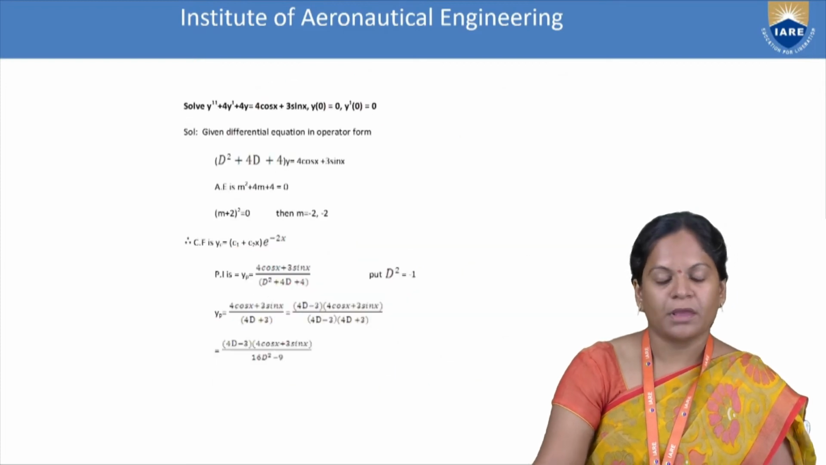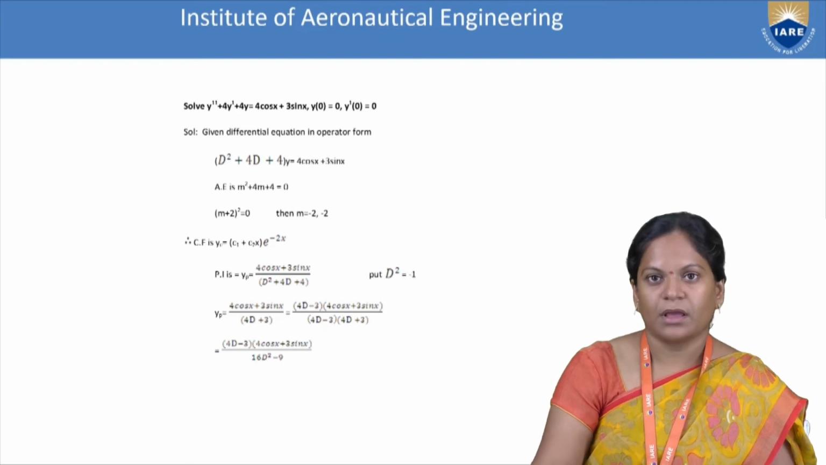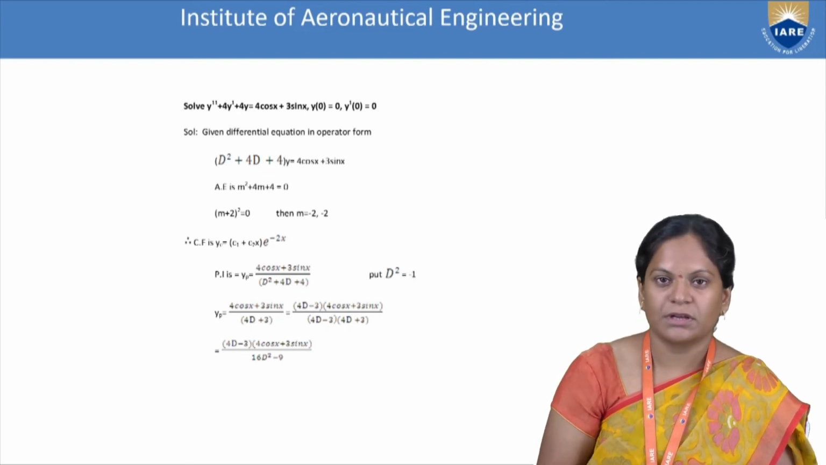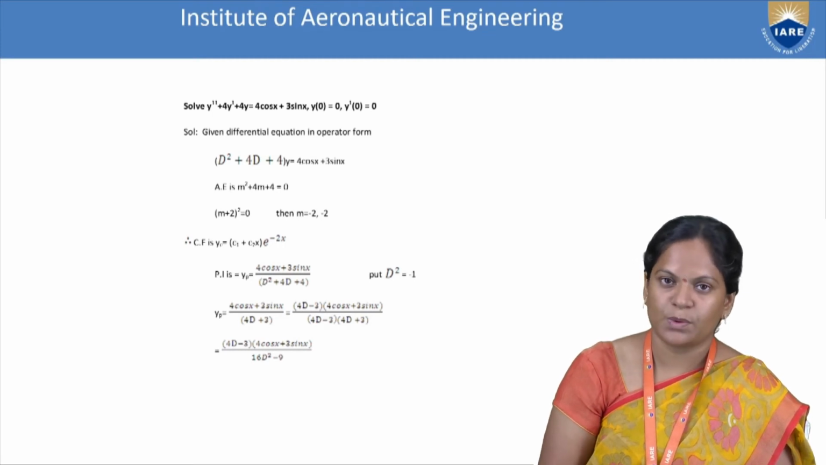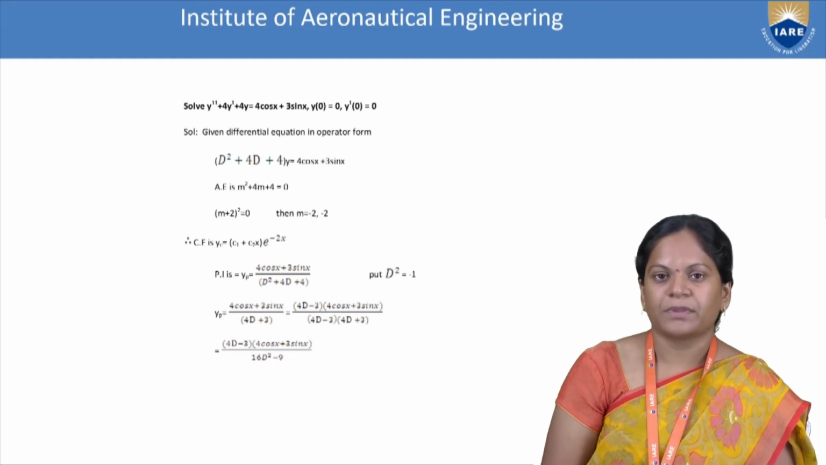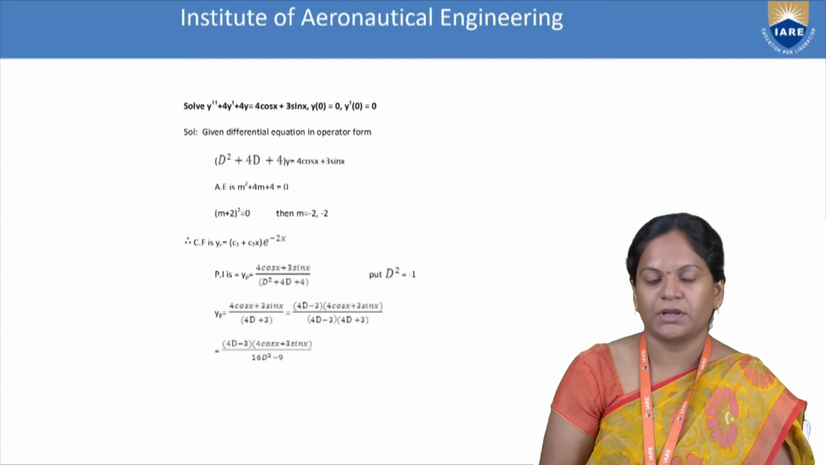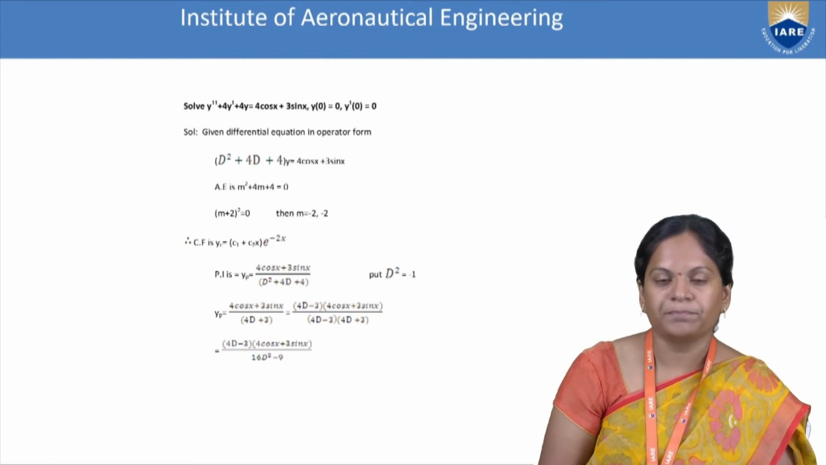Go for the next problem. Here we have y double dash plus 4y dash plus 4y equal to 4 cos x plus 3 sin x, and here we have some given initial conditions. If any problem has initial conditions, finally we have to remove the arbitrary constants c1 and c2. Everything else is the same. First we calculate yc, next we find yp, the particular integral, add both yc and yp, and after that we use the initial conditions to find the complete solution of the given differential equation.